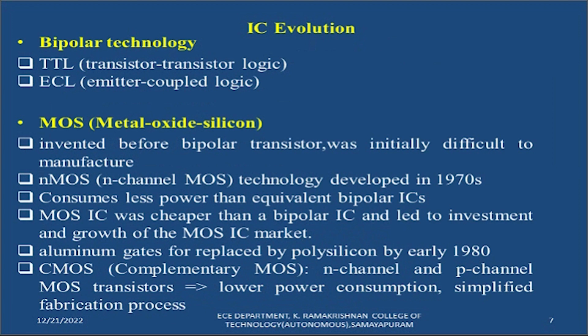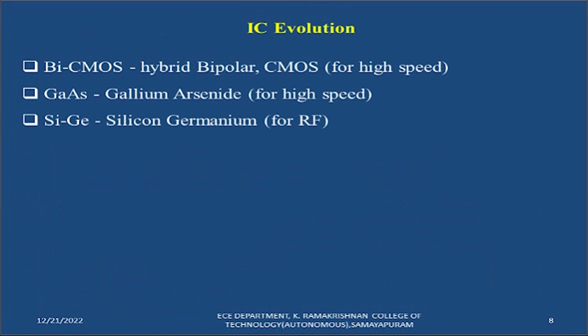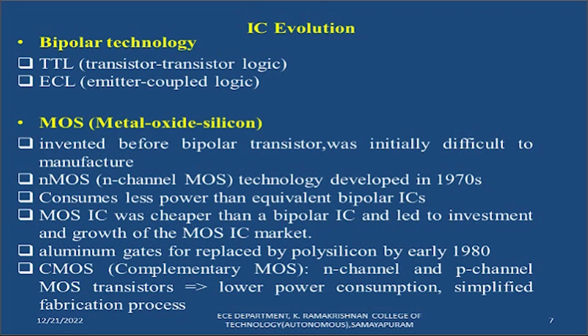And if we take CMOS logic, in that also we can classify the IC evolution into various categories. One comes under the bipolar technology, the second under the metal oxide semiconductor technology, the third under the BiCMOS technology, the fourth under gallium arsenide, and the fifth is silicon germanium technology. So various technologies were involved based on the transistor, CMOS technology, and MOS technology evolution.